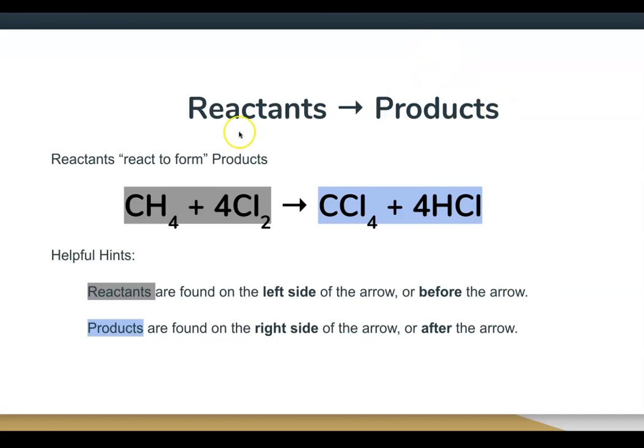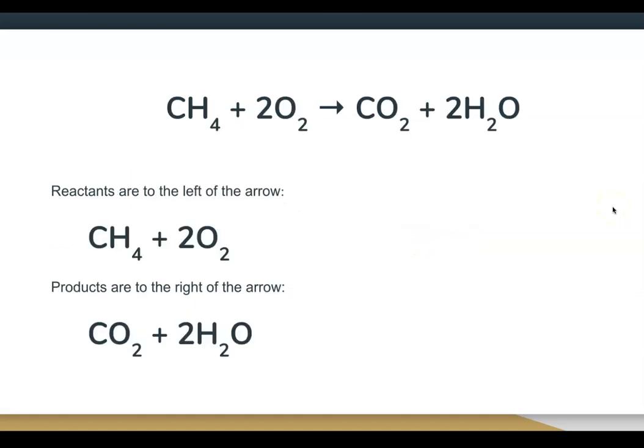So if we take a look here, the methane and the 4 chlorine, they come before. These are the reactants, and they react to form, and they make the products, carbon tetrachloride and the 4 hydrochloric acid. Now you give it a try. In the questions you were asked, you just had to look at what was on the left side of the arrow to get the reactants, so the methane and the 2 oxygen. So here, to the left of the arrow. And what was on the right side of the arrow to get the products, the carbon dioxide and the 2 water molecules. Let's try one more.